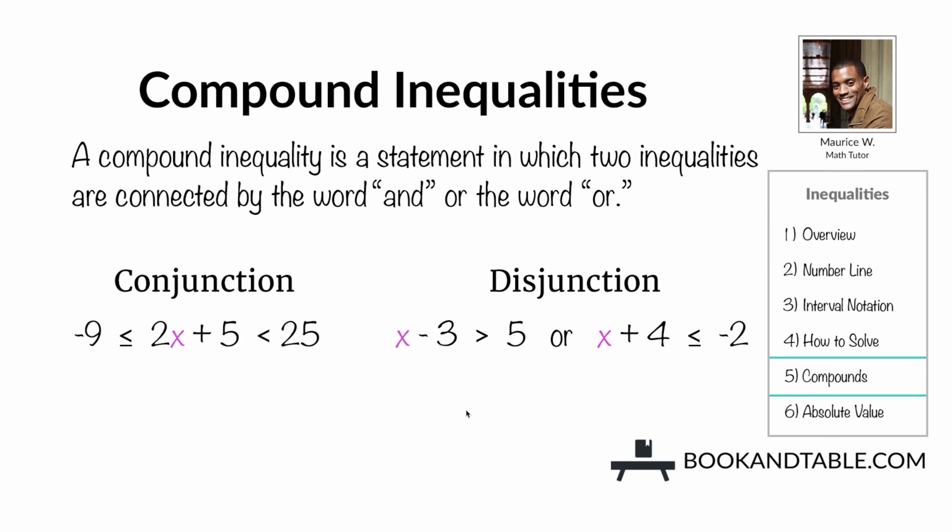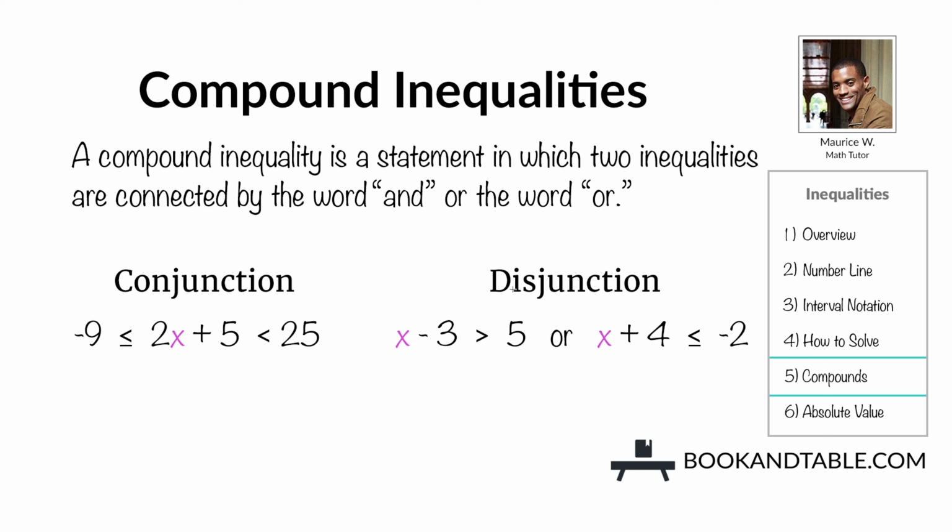A compound inequality is a statement in which two inequalities are connected by the word "and" or the word "or." So a conjunction is when we have the word "and." 2x + 5 is greater than or equal to -9, and 2x + 5 is less than 25.